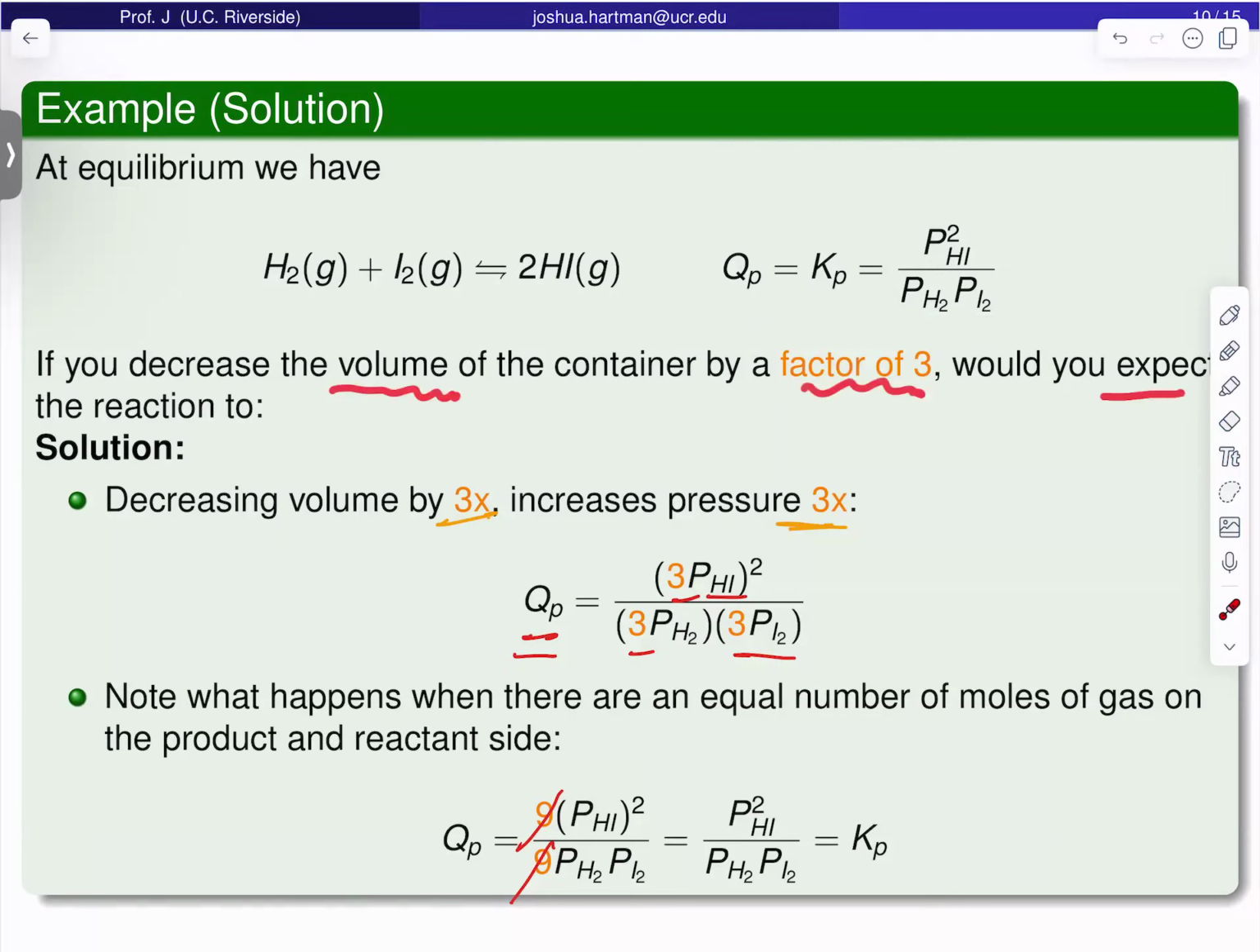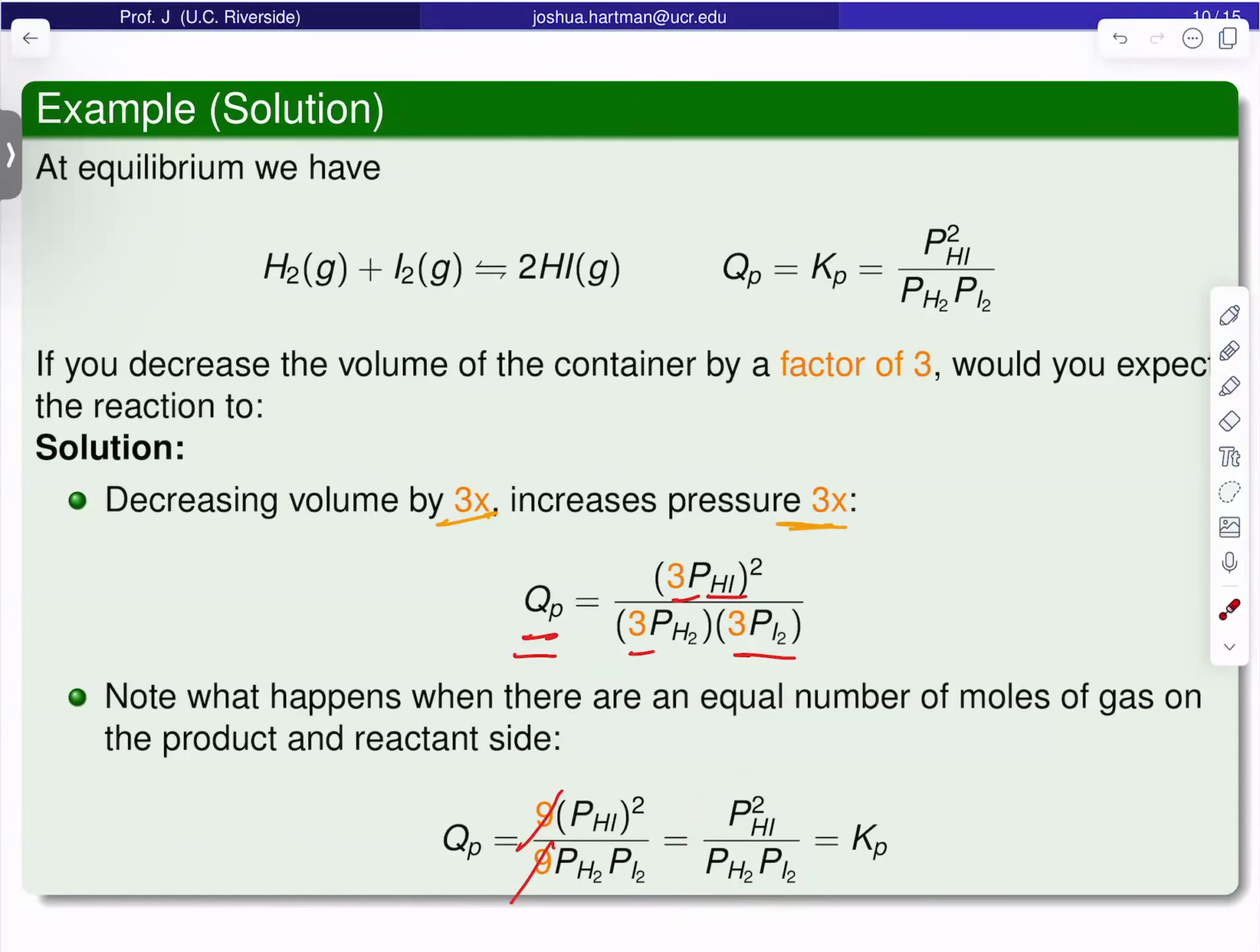And so we're trying to figure out what's going to happen to the reaction. Well, decreasing the volume by a factor of 3 increases the pressure by a factor of 3. So we are effectively increasing all of these partial pressures threefold. Now, notice, because there are equal number of moles on the reactants and product side, when we plug that threefold increase into each one of the partial pressures, we get a 3 raised to the second power, which gives us a 9. And then we get another 3 times 3 gives us another 9. The 9s cancel out, and we're actually ending up with the exact same ratio.